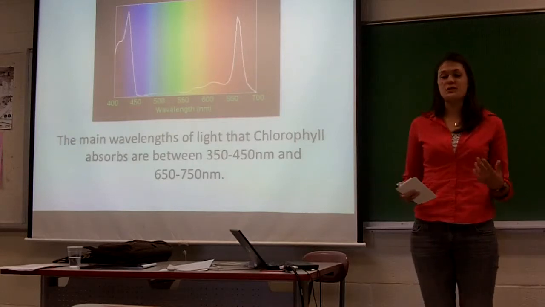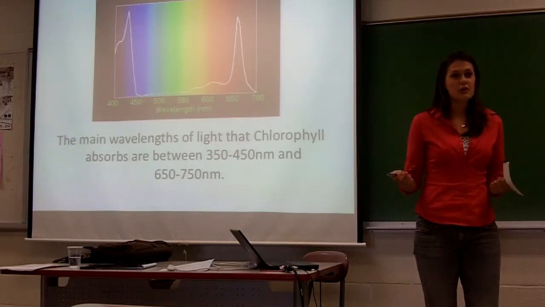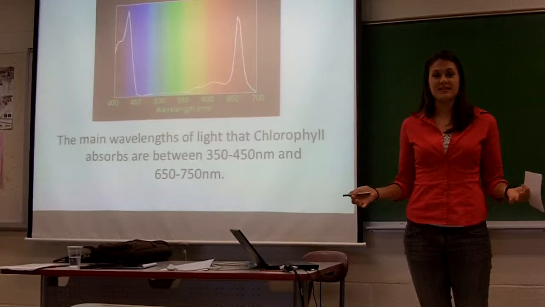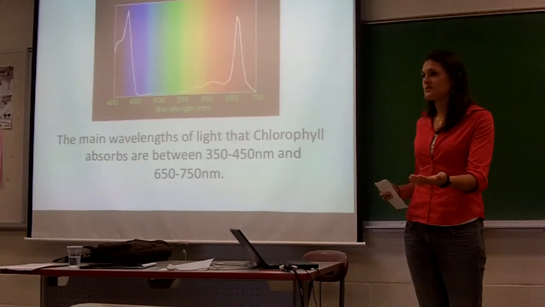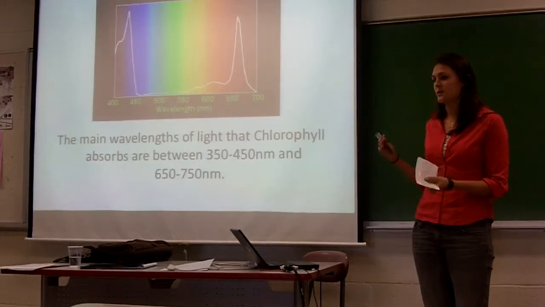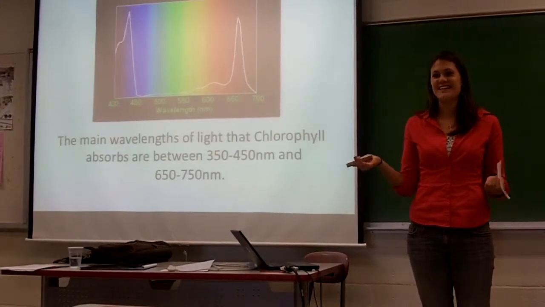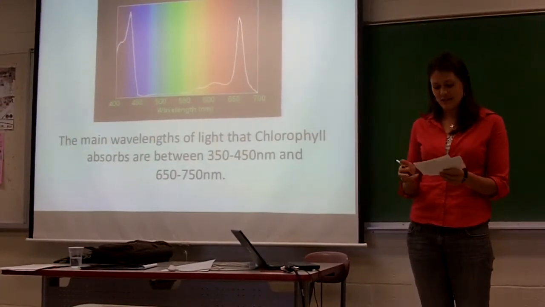And so what most people don't know is that there are other color pigments that are always present in leaves, and so when chlorophyll is no longer being produced, we can start to actually see those wavelengths of light being reflected back to us in the reds and the oranges and the yellows.